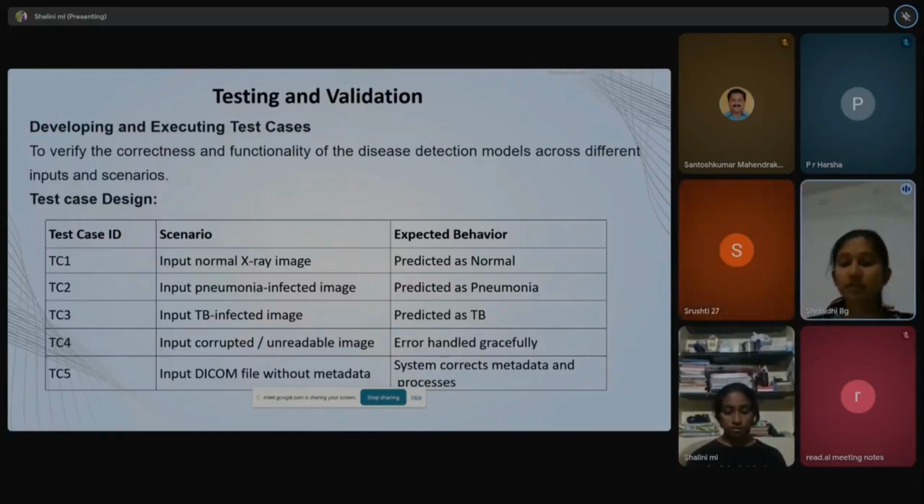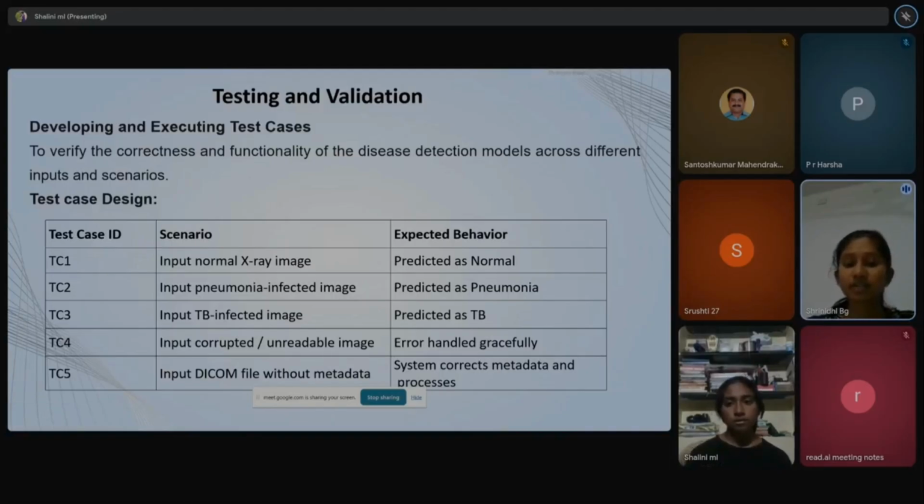Hello everyone, myself Srinidhi. I'm going to explain about testing and validation: developing and executing test cases to verify the correctness and functionality of the disease detection models, inputs and scenarios. The model works correctly under all conditions. The predictions are accurate and reliable. The system behaves consistently across different datasets and inputs. We can see in the table.